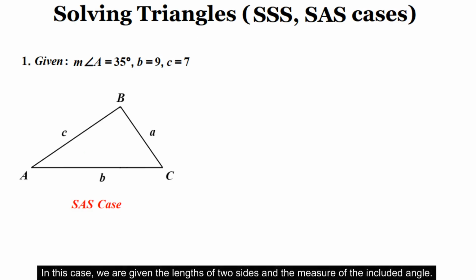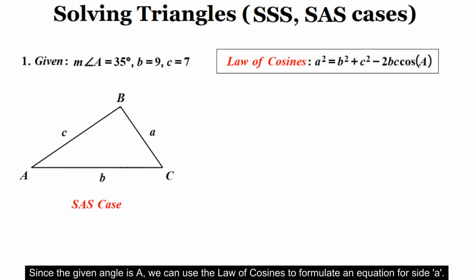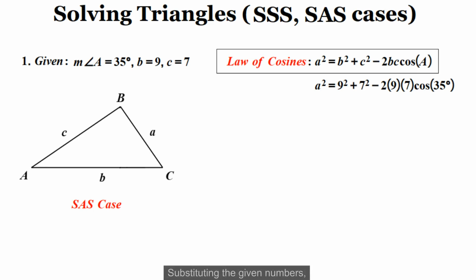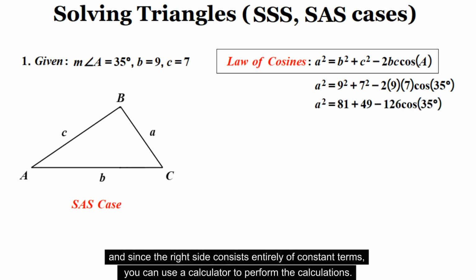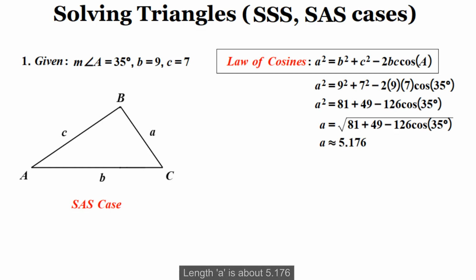In this case, we are given the lengths of two sides and the measure of the included angle. Since the given angle is A, we can use the law of cosines to formulate an equation for side A, substituting the given numbers. And since the right side consists entirely of constant terms, you can use a calculator to perform the calculations. Taking the square root of both sides allows us to determine the value of A. Length A is about 5.176.